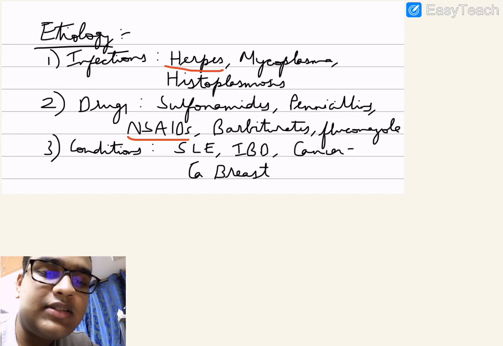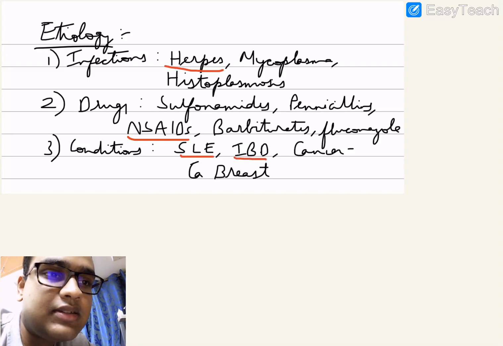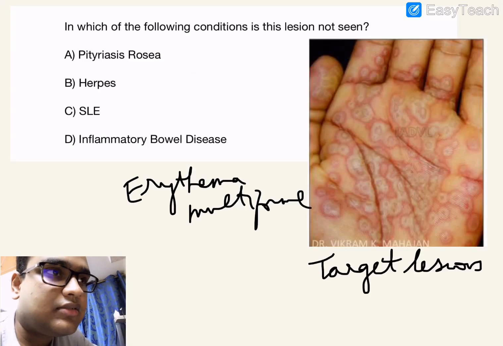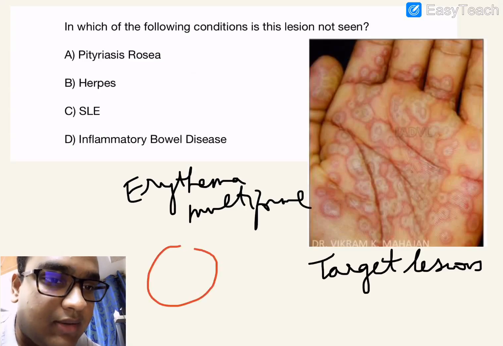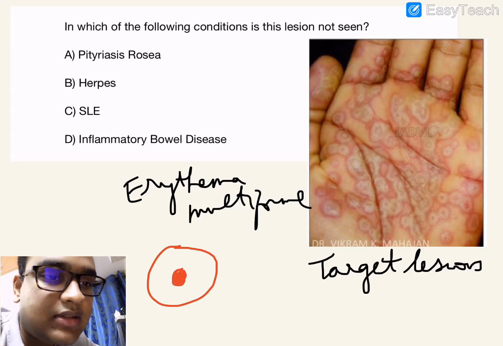And the systemic conditions where this is seen are systemic lupus erythematosus, inflammatory bowel disease, and certain malignancies such as CA breast. So you have to know what is the clinical feature of this condition. In this condition, you have a typical target lesion which is seen. A target lesion consists of three components. The outermost component is known as the erythematous border.